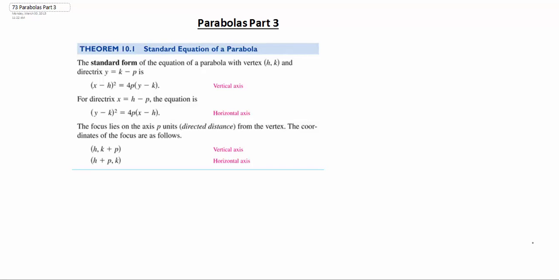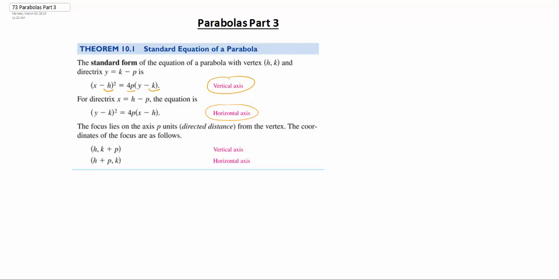Now we're going to look at some examples trying to find the standard equation of a parabola where we're given either the vertex and focus or the vertex and directrix. So once again, we want to keep in mind that here we have our standard form. And whether it's going to be a vertical axis or horizontal, there are three pieces we need to find. We need to find the h and the k, so that's the vertex, and we need to find the value of p. Those are the three things we need to identify in order to come up with the equation.